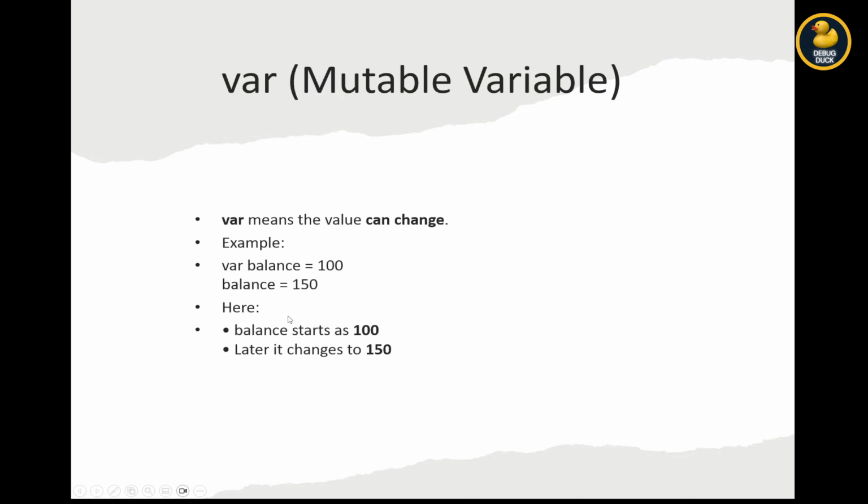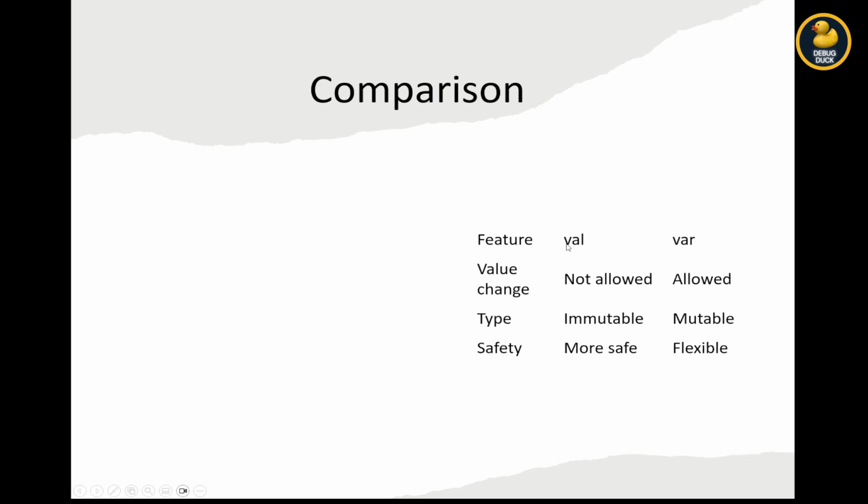The var, which stores a mutable variable. Var means the value can change. For example, if you assign balance = 100 and declare it with var, you can reassign a new value, balance = 150. Here, balance is stored as 100 and changed to 150. This is useful when values update during program execution.